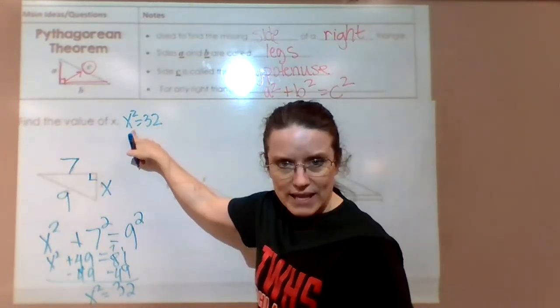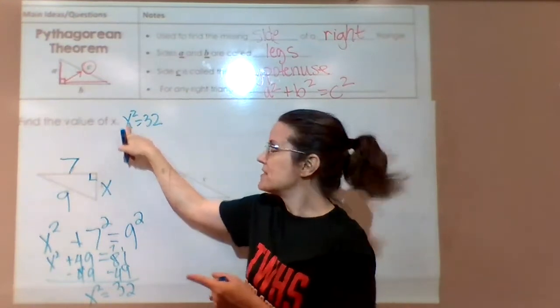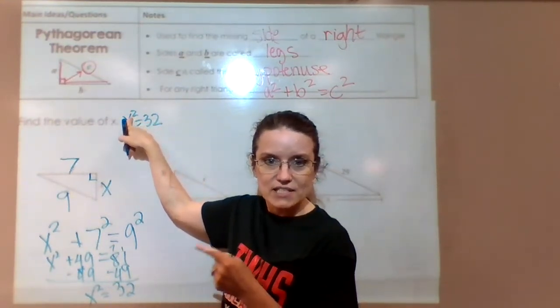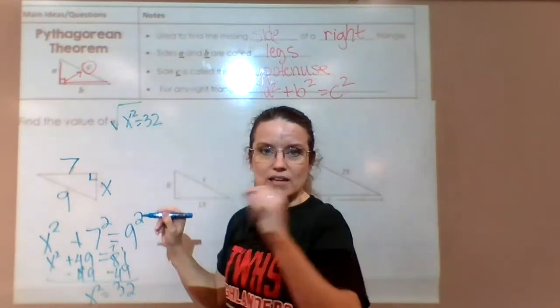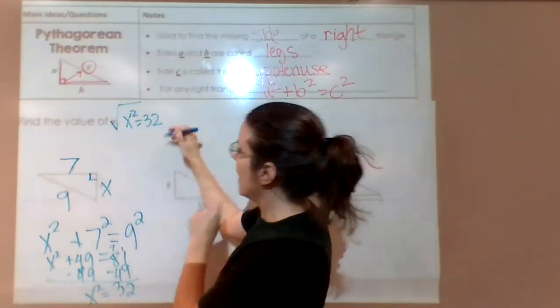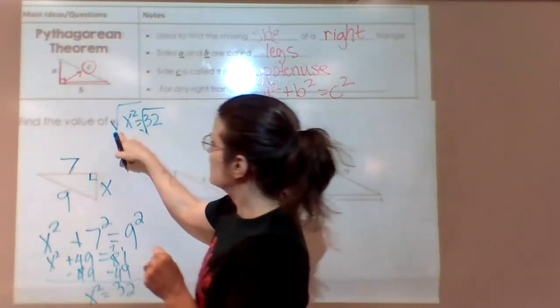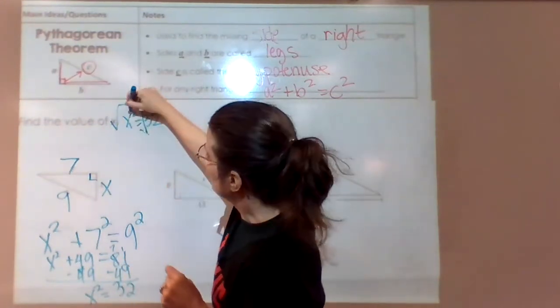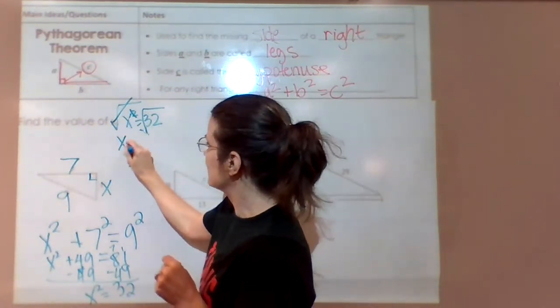Well, I don't want x squared. I just want x. So I think, what is the opposite of squaring so I can get this squared off of here? And that is my square root. And if I square root the left side, I square root the right side. So now I have the square root of x squared. The squared and the radical cancel out, and I'm left with just x.